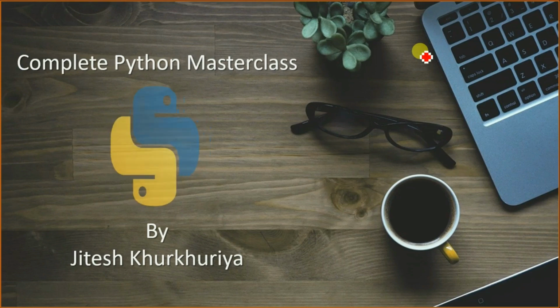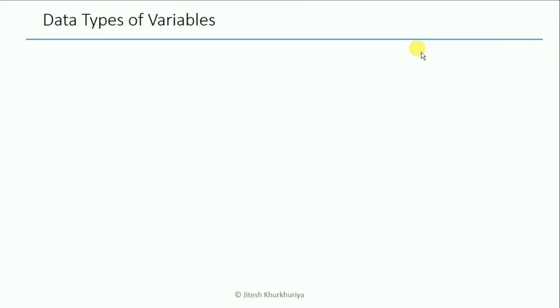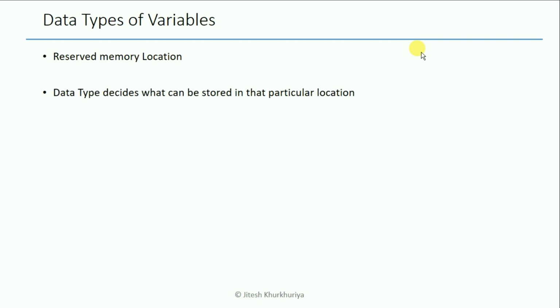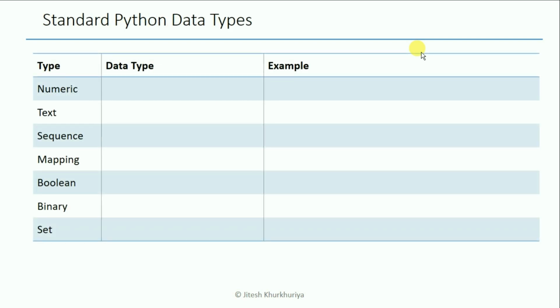Hello and welcome. So in this lecture, let's go through various data types of the Python variables. As many of you must be knowing, variable is nothing but a reserved memory location. And the data type of that variable then decides what we can store in that particular location. Let's see that in a bit more detail.